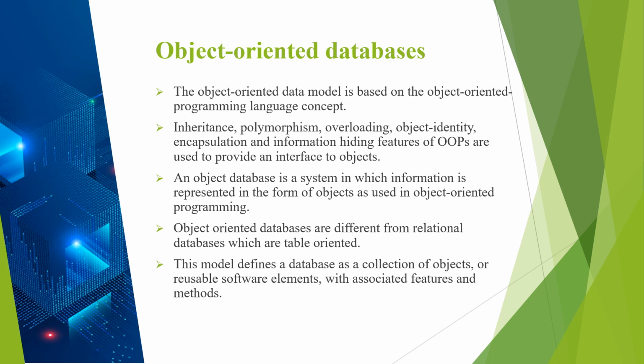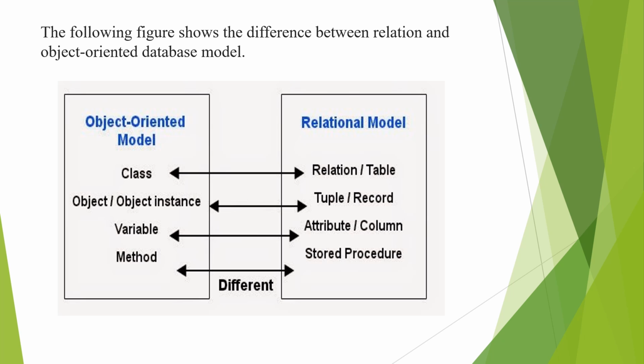Last model is the object-oriented model. Here, the data is represented in the form of objects or in the form of classes. Now here this model is following the concept of object-oriented programming, that is, it is having inheritance, polymorphism, overloading, object identity, encapsulation, information hiding important features along with it. And here the information is shown in the form of an object. So let us see with the help of an example.